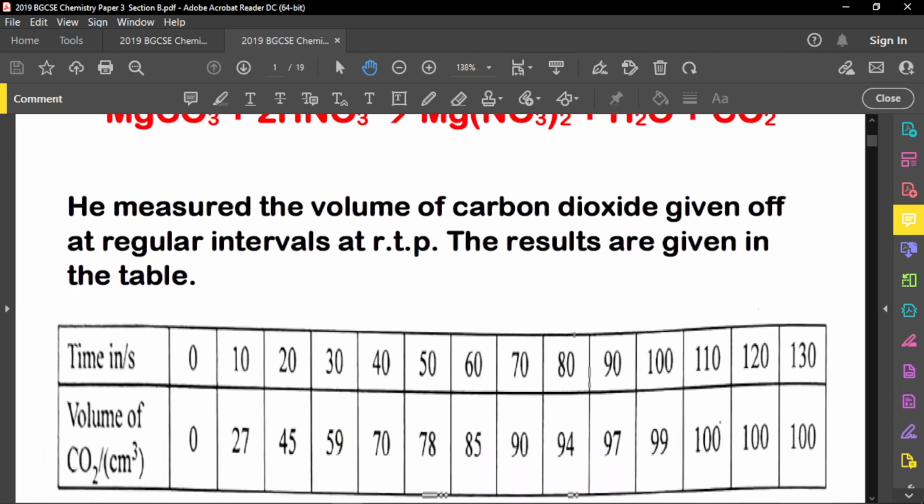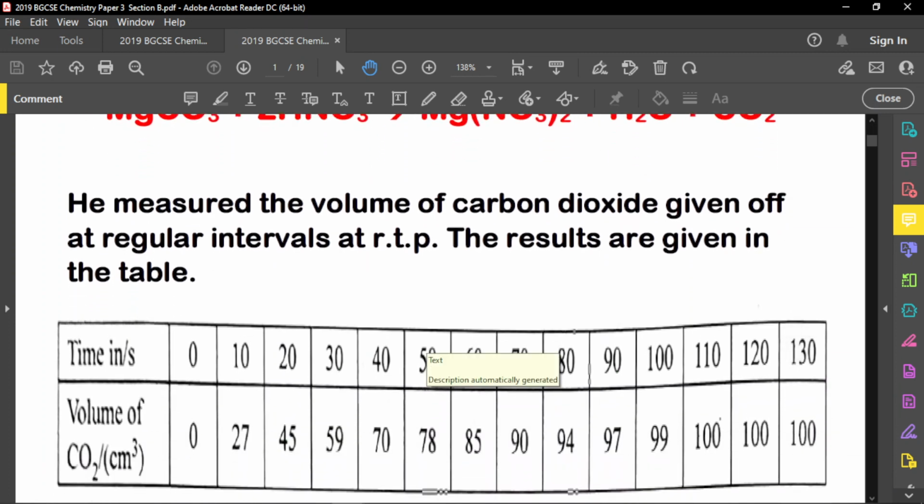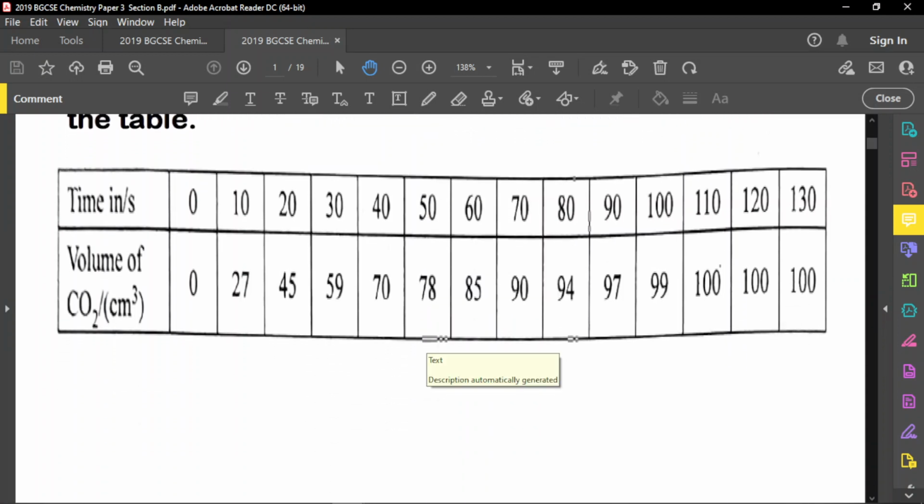Now, he measured the volume of carbon dioxide given off at regular intervals at RTP. The results are given in the table. And so looking at the table, you see the time in seconds from 0 all the way to 130, and then the volume of carbon dioxide from 0 all the way to 100, right?